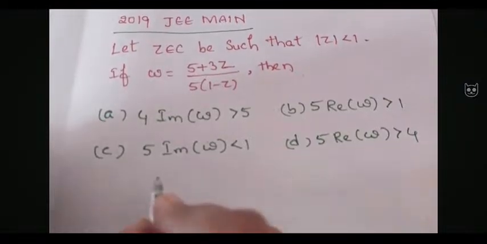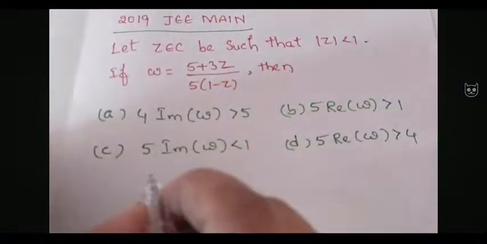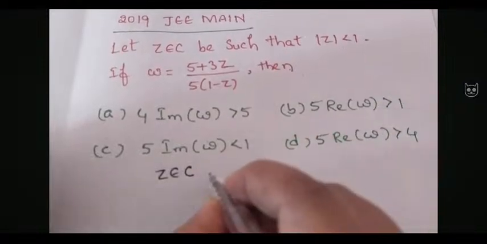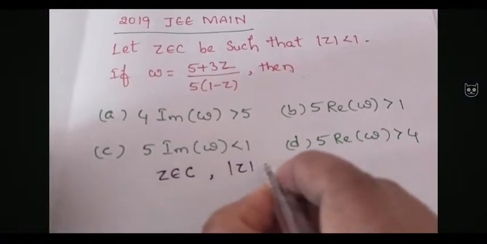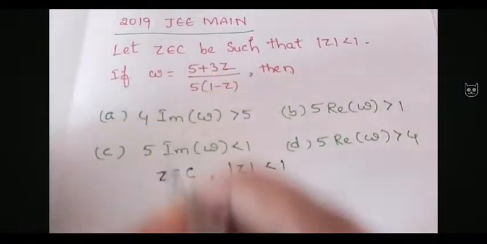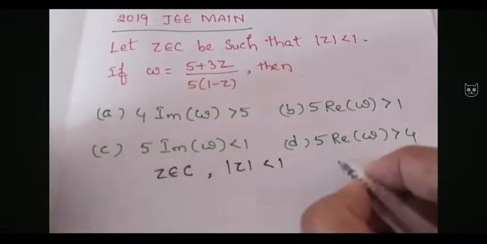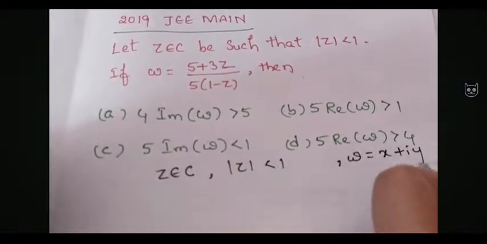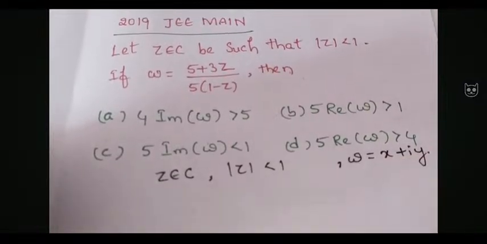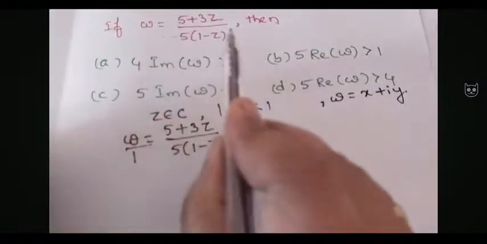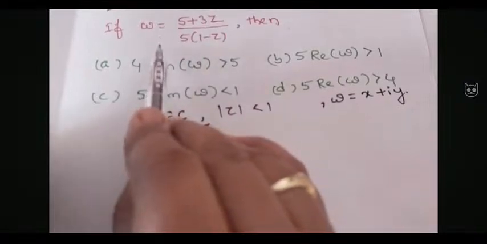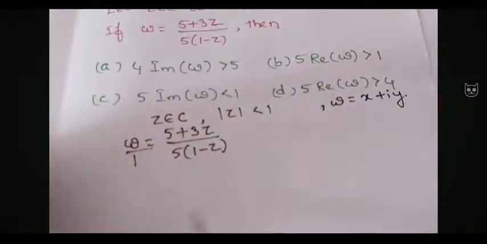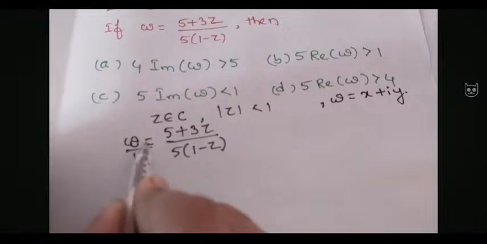So first write the given data. What is the given data in this? Z belongs to a complex number. Z belongs to C, and the condition modulus of Z is less than 1 and omega is equals to, so here omega value is, consider x plus iy. Write the omega value. What is the omega value they given? Omega is equals to 5 plus 3z by 5 of 1 minus z. So I wrote here. Now do cross multiplication.